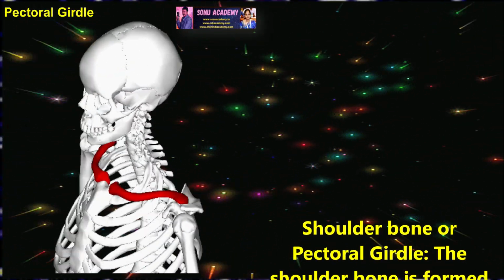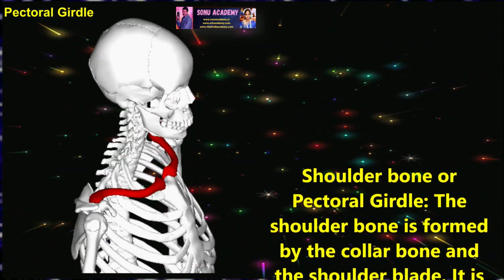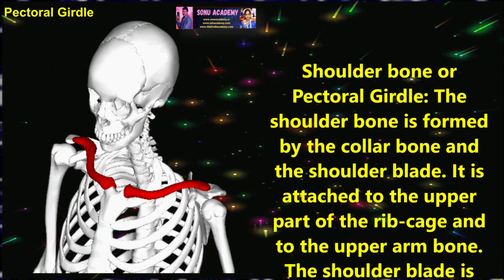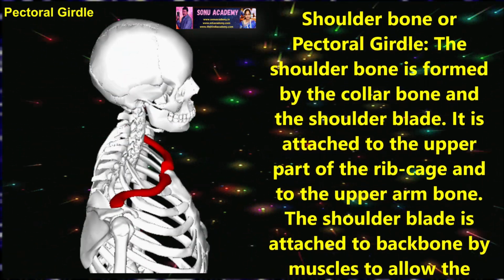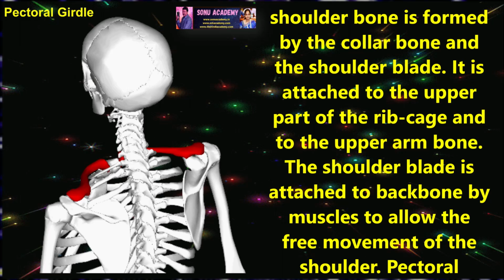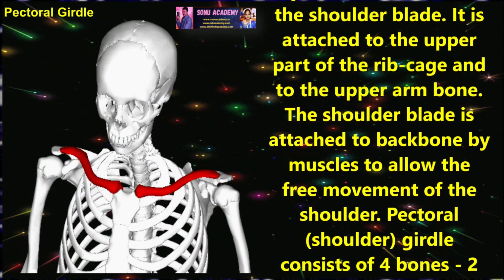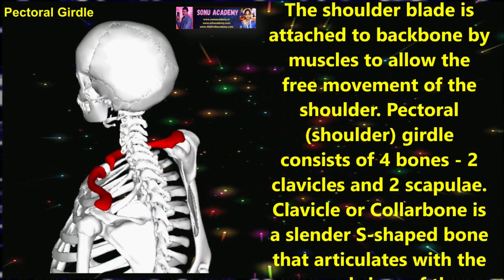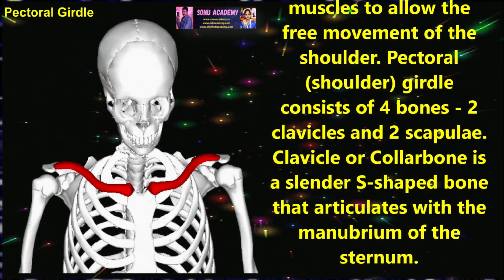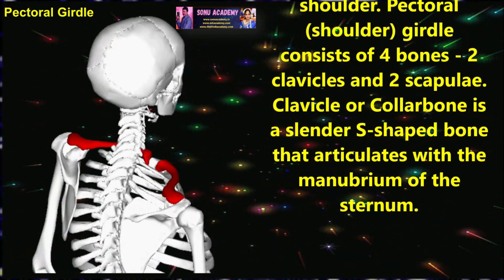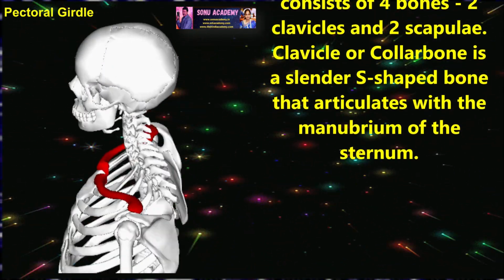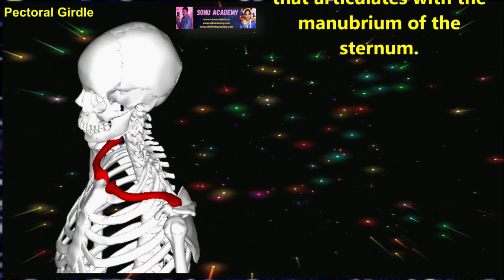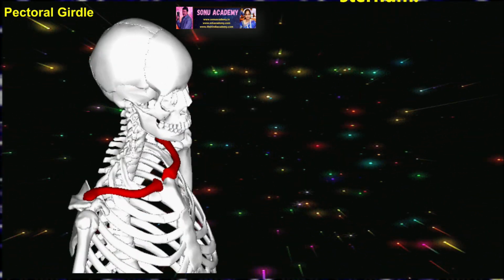Pectoral girdle. Shoulder bone or pectoral girdle. The shoulder bone is formed by the collarbone and the shoulder blade. It is attached to the upper part of the rib cage and to the upper arm bone. The shoulder blade is attached to the backbone by muscles to allow the free movement of the shoulder. Pectoral girdle consists of 4 bones, 2 clavicles and 2 scapulae. The clavicle or collarbone is a slender S-shaped bone that articulates with the manubrium of the sternum.